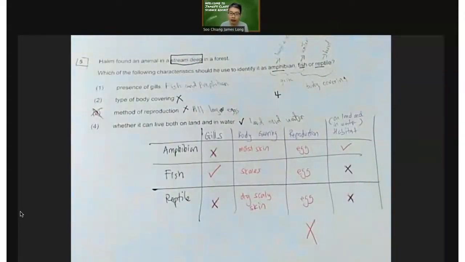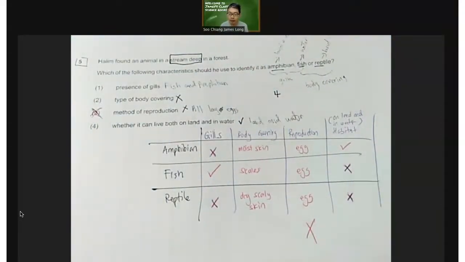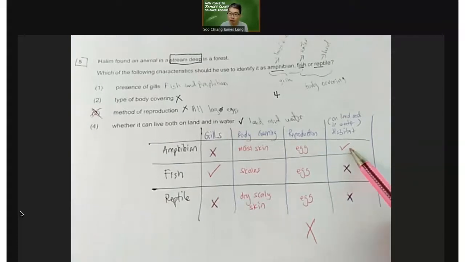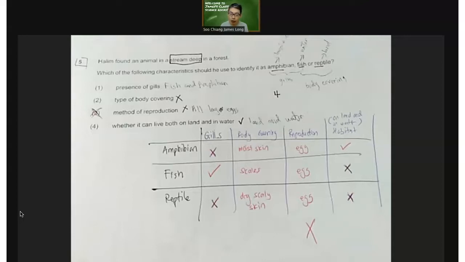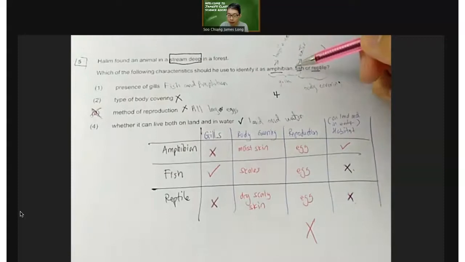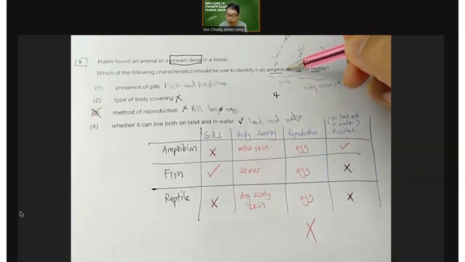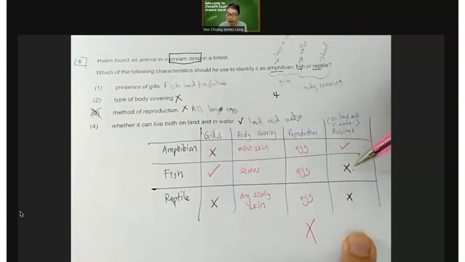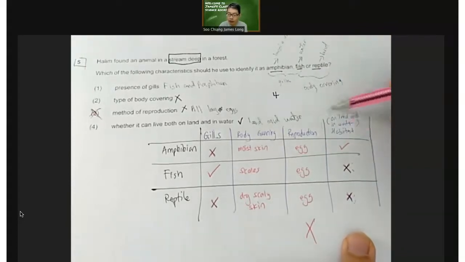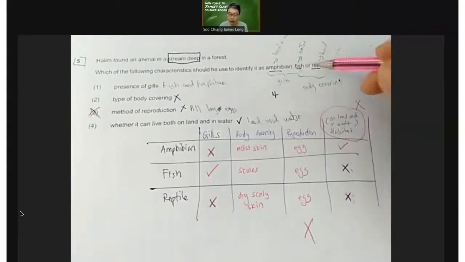Now, how about living on land and water? Well, I know amphibians live on land and in water, but what if this animal doesn't live in these 2 places? Then it can either be fish or reptile, but I can't tell which one. Is it a fish or reptile? So I can rule out amphibian if I use this. Alright, if it happens not to be amphibian, I can't tell whether it's a fish or reptile. So using this is not good enough for me to tell exactly which of the 3 it is.